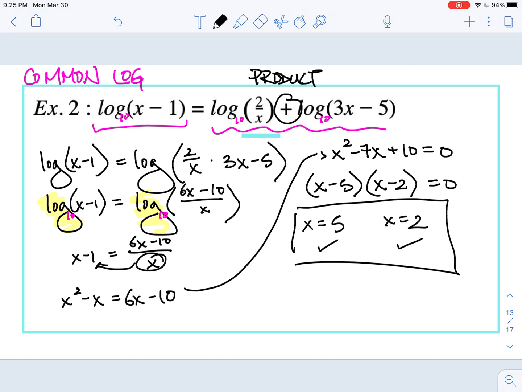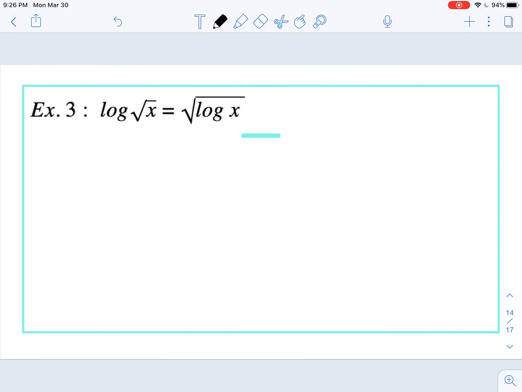Okay, let's move on to a different flavor of log equation. For example number 3, you'll notice that I have log of the square root of x, and then on the other side it kind of looks the same, but it's not. I have the square root of the log of x. So what I'm going to do is take this square root on this side and write it as a power for the x. So that's going to give me log x to the 1/2 equals, I'm not going to do anything to this side yet.